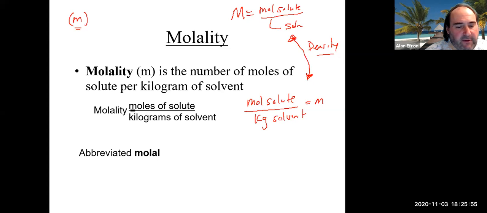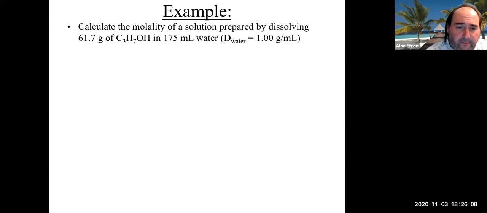We do see molality in a number of places, and we'll see it again in a later chapter when we start talking about colligative properties of solutions. It does pop up quite a bit. So why don't we try one here? What is the molality of a solution that's made by dissolving 61.7 grams of C3H7OH in 175 milliliters of water? Carbon again is 12.01.